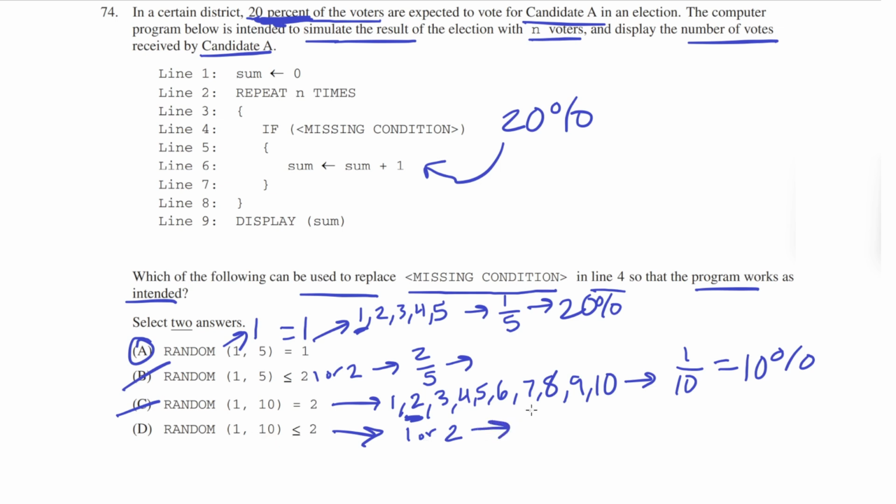So that means there's a 2 out of 10 chance that this expression returns true, and 2 out of 10 is equal to 20%. So again, this is correct because we need the if statement to be true 20% of the time, so that only 20% of the time do we add 1 to the sum of the votes for candidate A. So A and D give us a 20% chance of being true.